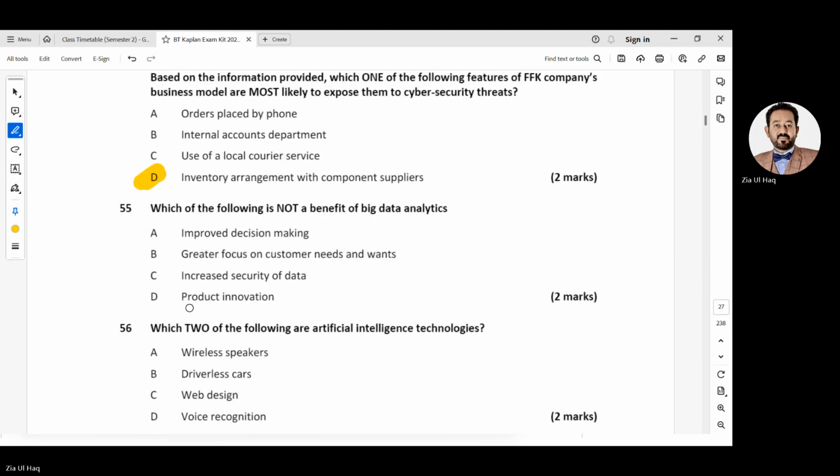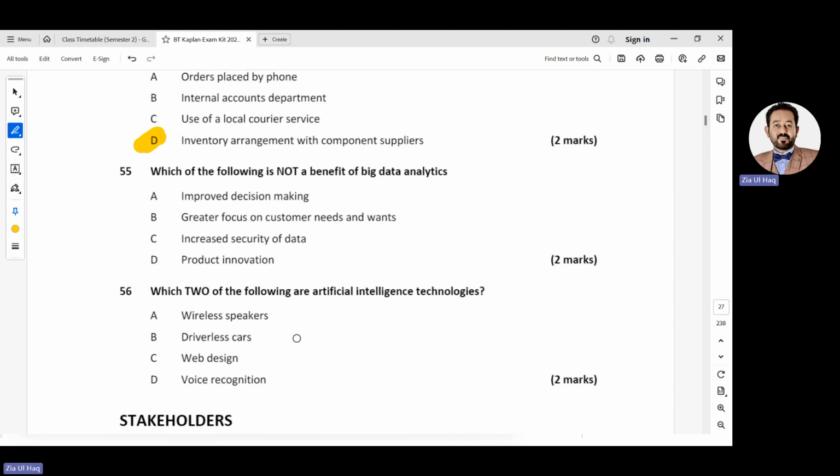55. Which of the following is not a benefit of big data analytics? Improved decision making. Yes, it is a benefit. Greater focus on customer needs and wants. Yes. Increased security of data. Product innovation. Product innovation was there. Security was the issue that you need to check, the 4C veracity.